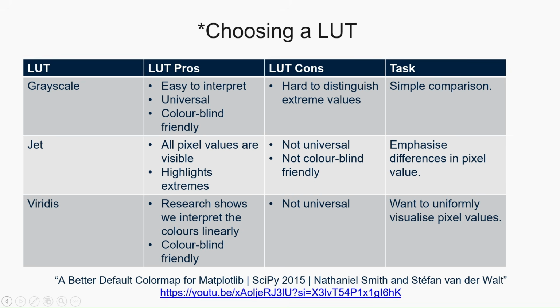Finally, Viridis. Viridis was specifically designed to provide a more perceptually uniform representation of data. Research suggests that viewers interpret changes in Viridis more linearly than many traditional color maps. Viridis is also colorblind friendly, making it a strong choice for scientific visualization. While no LUT is perfect for every situation, Viridis is increasingly recommended for displaying quantitative image data because it minimizes visual bias and improves accessibility.